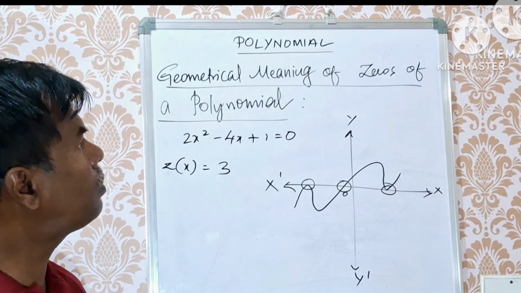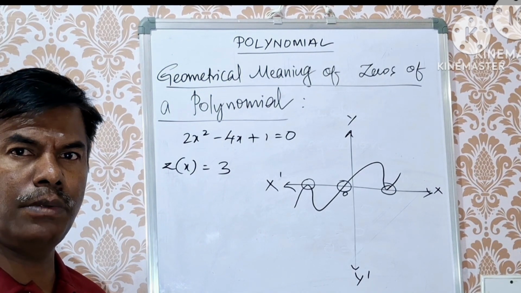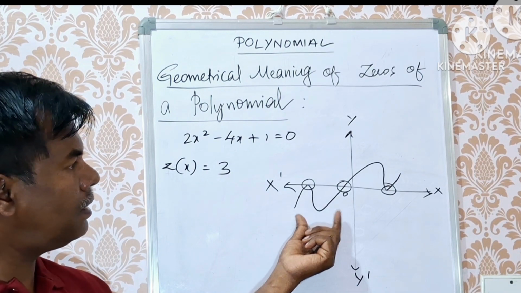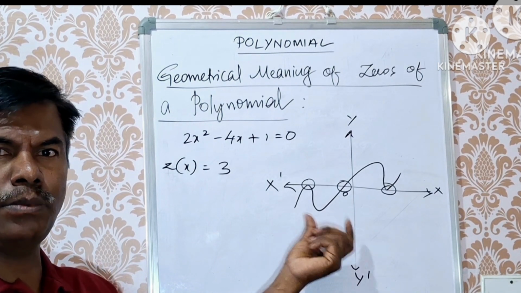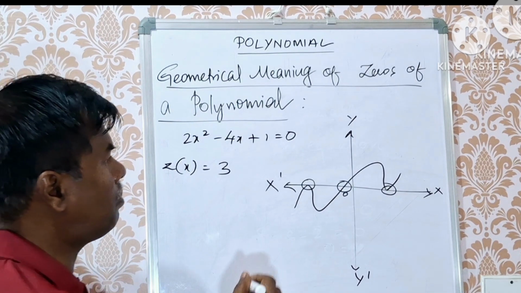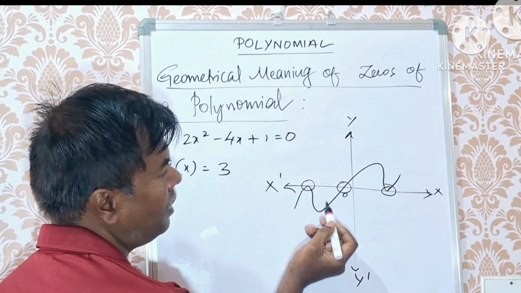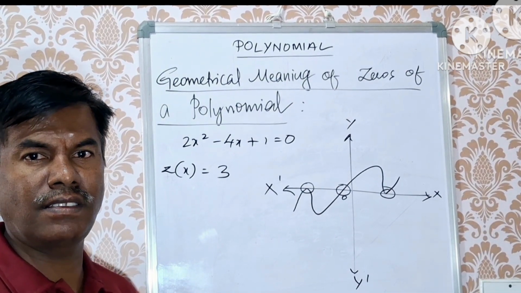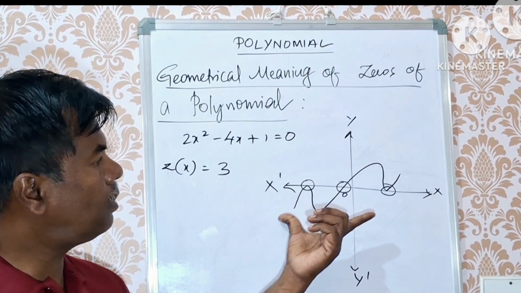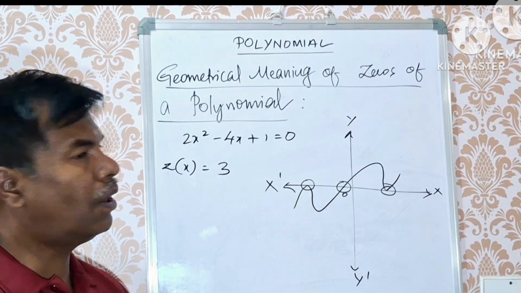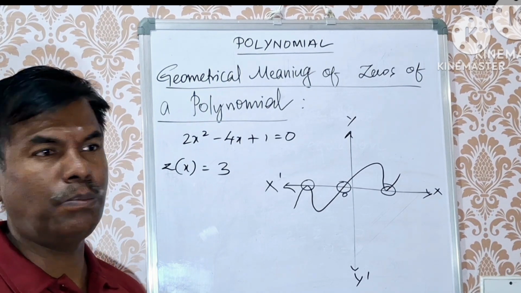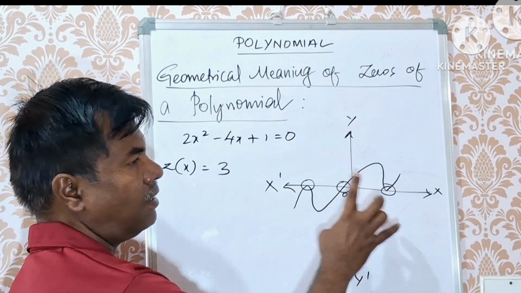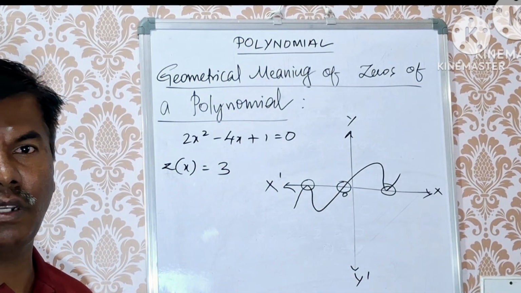Geometrical meaning of zeros of a polynomial. What is the geometrical meaning of zeros of a polynomial? It means if you draw the graph of a polynomial equation, the places where it touches or cuts the x-axis are the geometrical zeros of the polynomial. For example, if I draw the graph of an equation, it touches here, it cuts here, it touches here. How many places does it cut or touch the x-axis? There are 3 places. Therefore, there are 3 zeros of the polynomial.